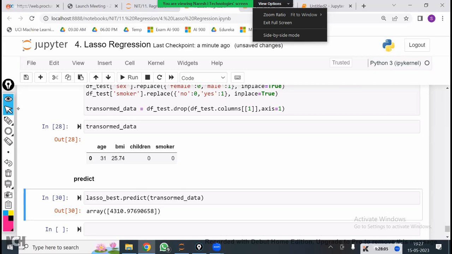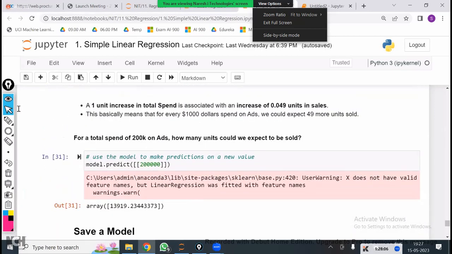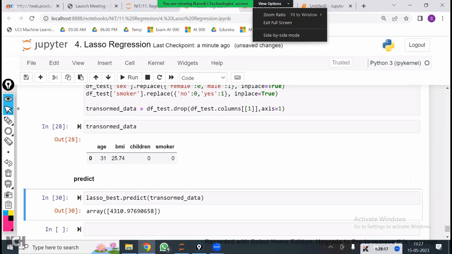In this example, no transformations, no data pre-processing was done. No missing values treated, no outliers, no encoding, nothing is done. So this is a simple example. For other cases, we have to do the transformations. Is that clear, guys?